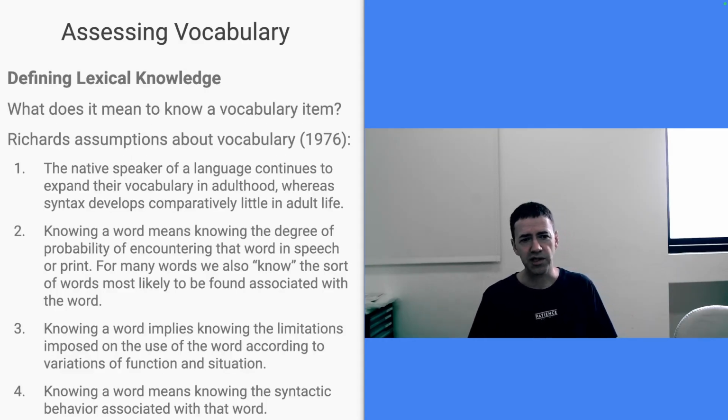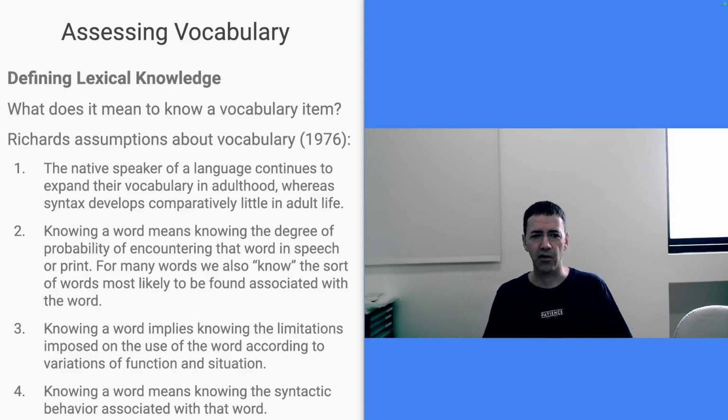Okay, so what does it mean to know a vocabulary item? Now, there are 8 or 9, I forget, assumptions here from Richards about vocabulary. Now, I'm not going to read them all. You should pause the video and read them, or just read them in the textbook. But you can see lexical knowledge includes a lot of things. And it's not just about knowing how to spell the word and what it means. There's a lot going on here.